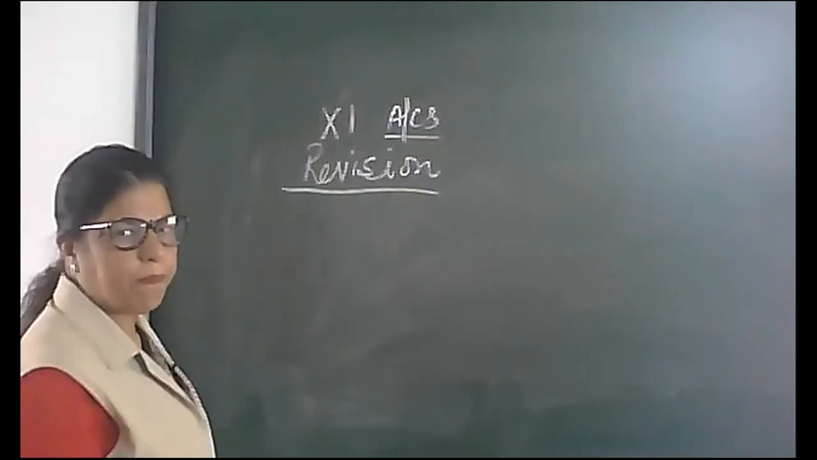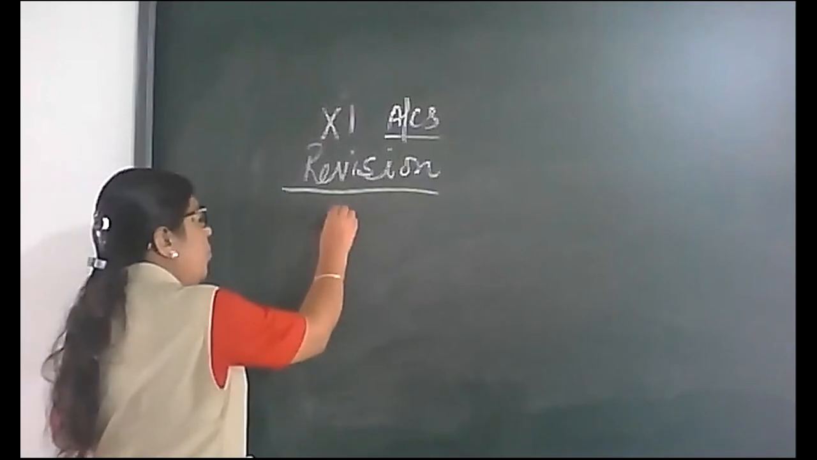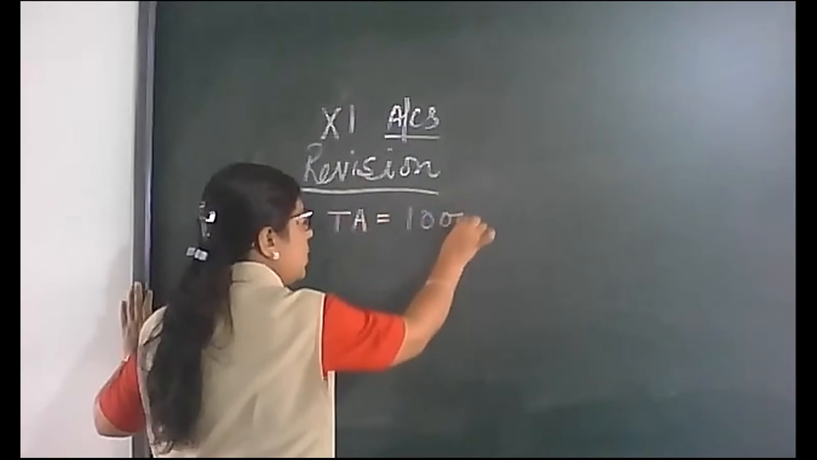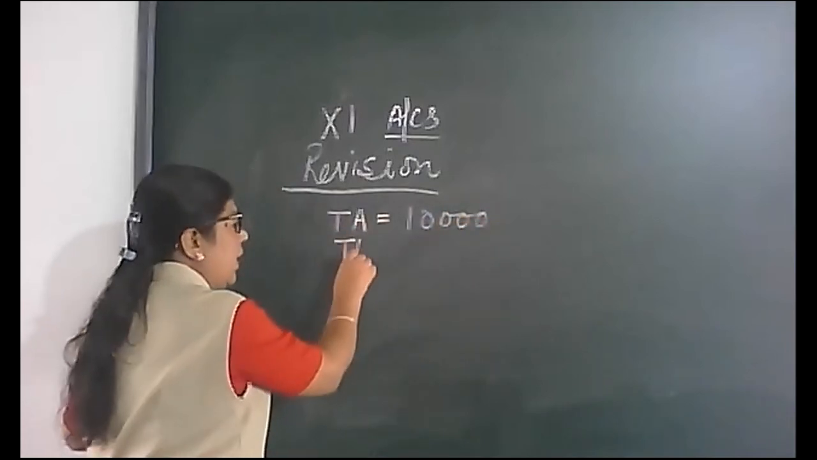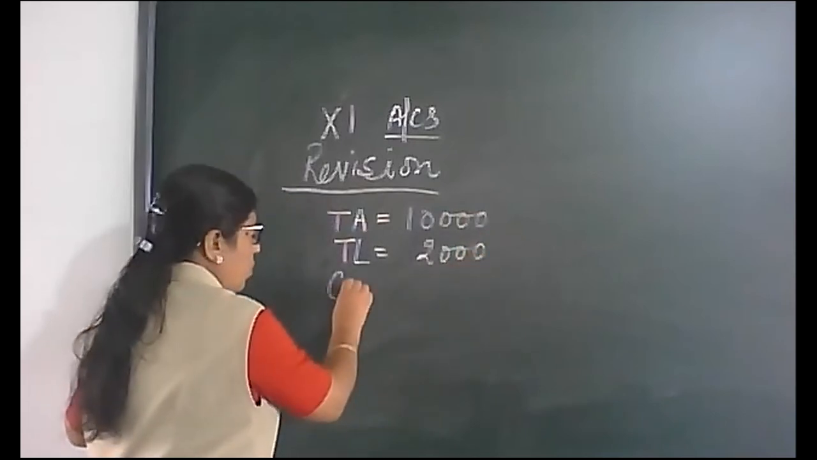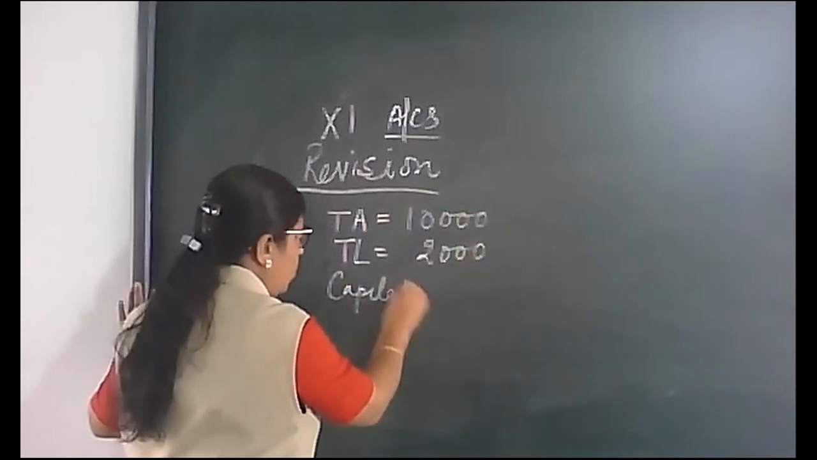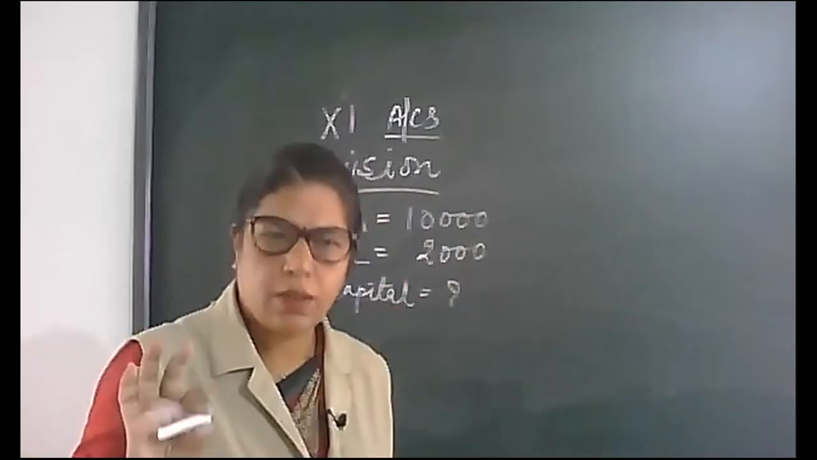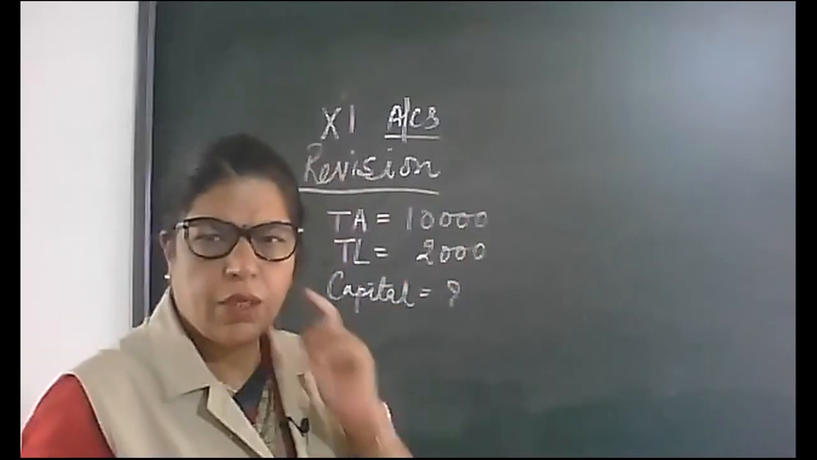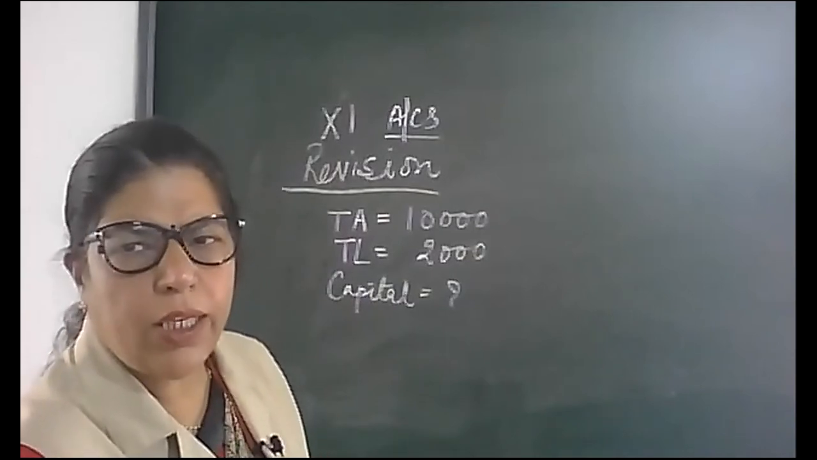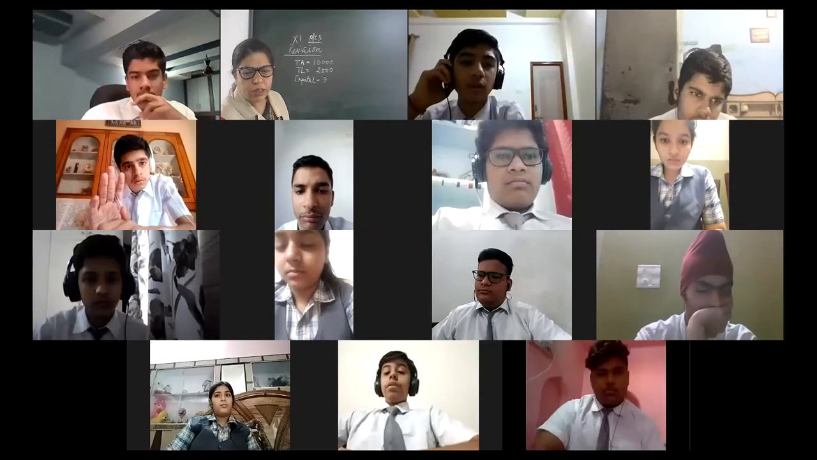Yes, please. Total assets equal 10,000. Total liabilities equal 2,000. What is the amount of capital? Okay. Where is Tanish Malik? Why do you leave frequently, Tanish?